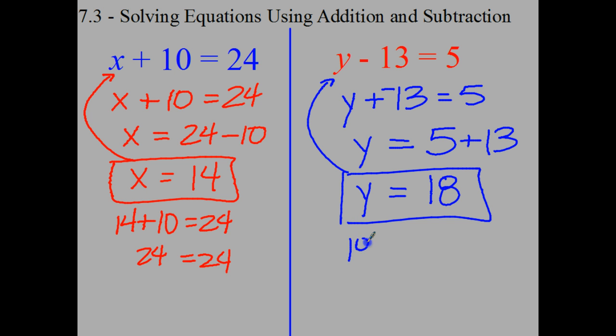And so I'm going to say 18 minus 13, and is that equal to 5? Well, if I take 18 and I go down 13, I end up at 5, and that is equal to 5. My answer checks out. Okay. All right, let's try another one.